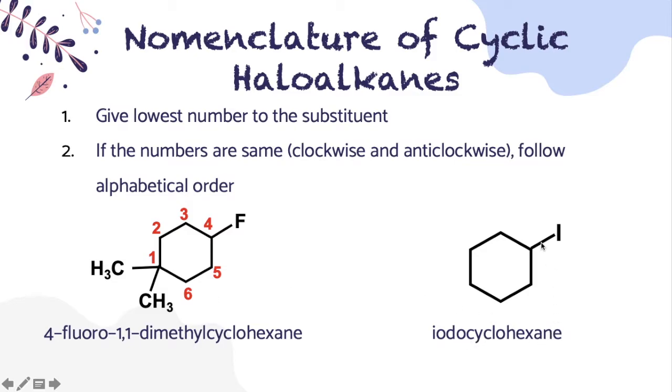Iodocyclohexane. If the cyclic haloalkane has only one substituent, you don't need to put number 1. So it's just iodocyclohexane.